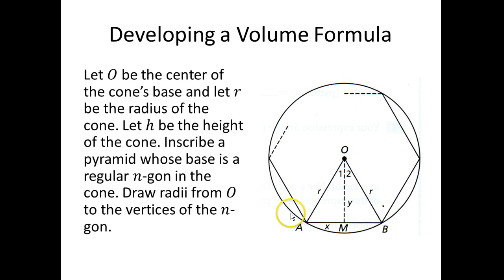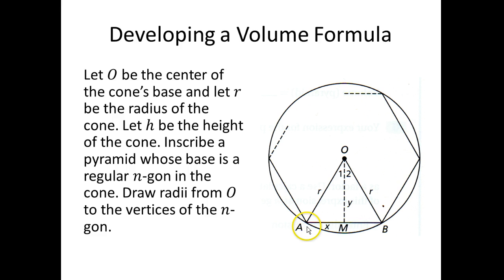Okay, so let's let O be the center of the cone's base, and let R be the radius of the cone, and let H be the height of the cone. And we're going to inscribe a pyramid whose base is a regular n-gon, so n can be any number of sides, in the cone. And we're going to draw the radii from the point O to the vertices of the n-gon like this. So you can imagine this picture here is basically if you have a perspective from the vertex of the cone and you're looking inside to the inscribed pyramid, the base would look like this.